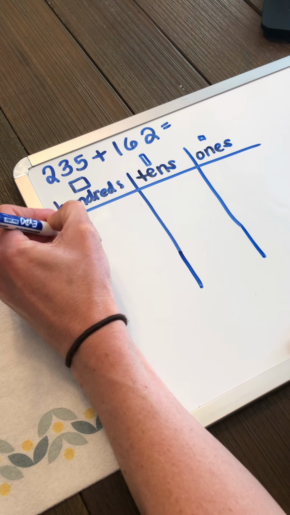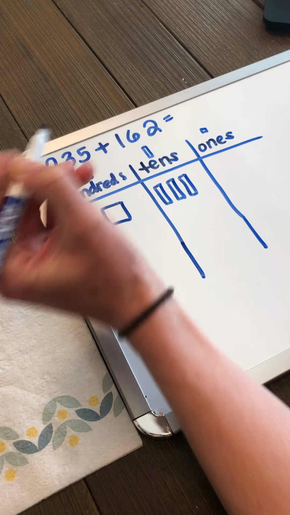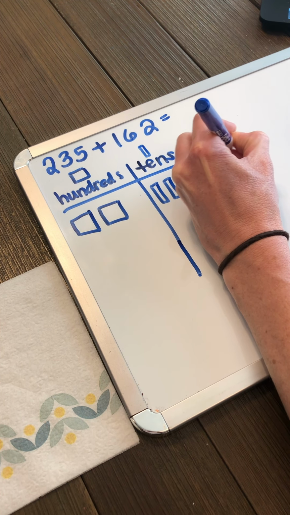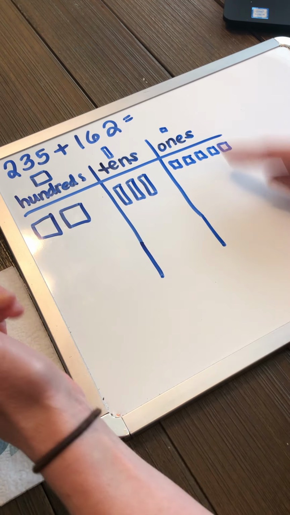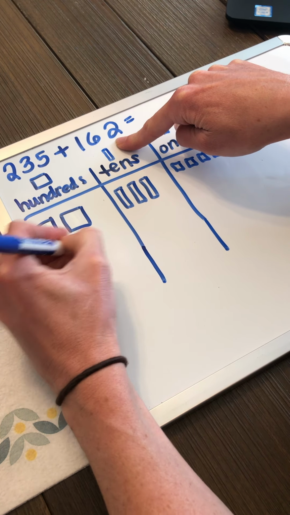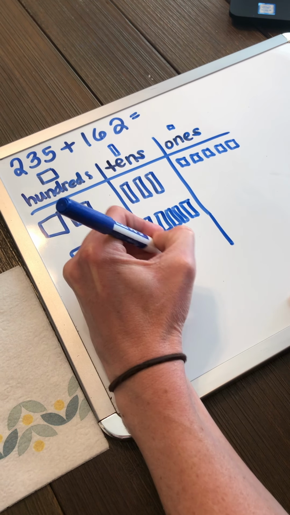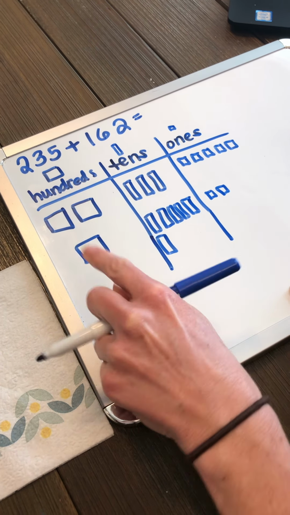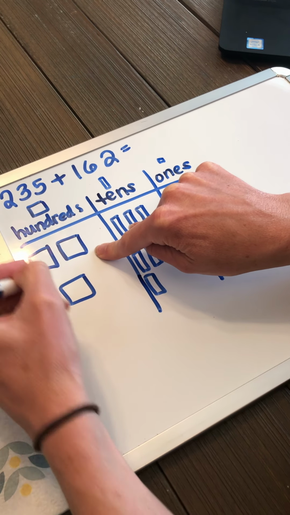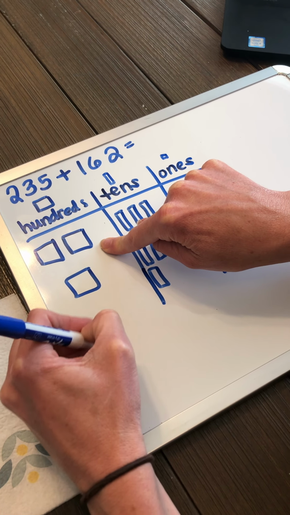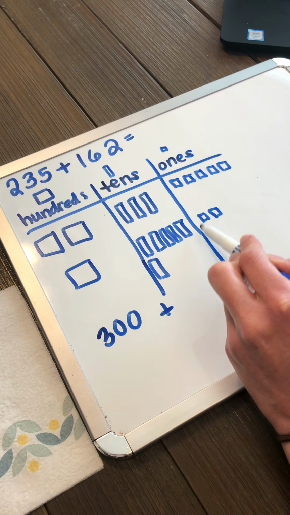So if I have 235, I would represent that number first. So I've got 235. And then if I want to add 162, then I can combine and do it by like values. So 100, 200, 300. 10, 20, 30, 40, 50, 60, 70, 80, 90.